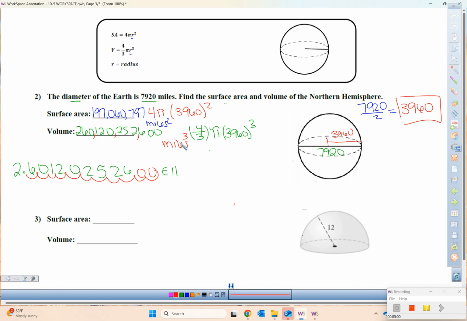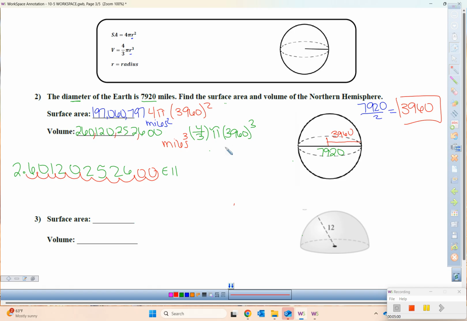Any questions on how to read the scientific notation part of it? Okay, are we good? Okay. I don't know if we'll have any more. I don't think you have any problems on your homework that deal with a number that big, but now we know how to read them. All right, let's dive into number 3.